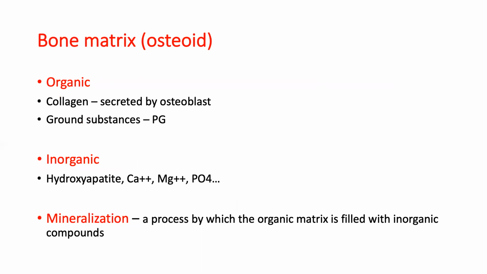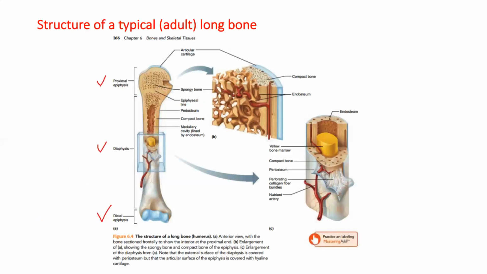Now we said bone matrix has organic matrix and inorganic matrix. Organic matrix is collagen, ground substance, proteoglycan. Inorganic matrix is hydroxyapatite, calcium, magnesium, phosphate. And now we need to remember a term, mineralization. What is mineralization? Mineralization is a process by which the organic matrix is filled with inorganic compounds, such as hydroxyapatite, calcium, magnesium, and phosphate.